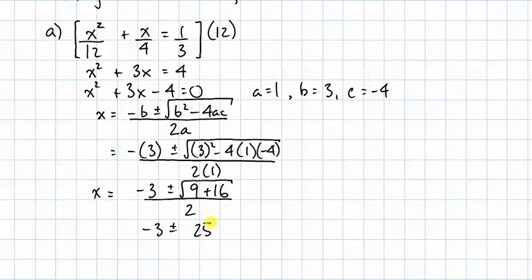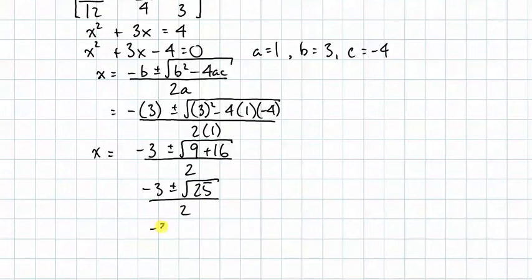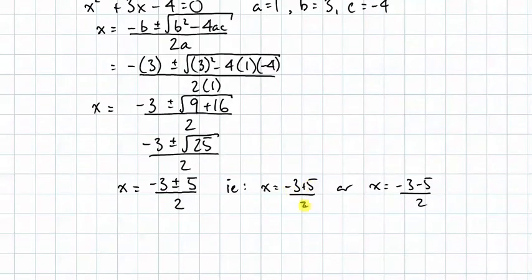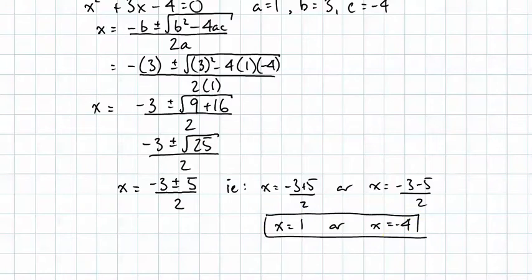So I can write that down. And so the root of 25 is the number 5. So let's simplify that. And there are my answers. These are actually 2 answers. So what this means is x equals negative 3 plus 5 over 2, or x equals negative 3 minus 5 over 2. Negative 3 plus 5 is 2, 2 over 2 is 1, and negative 3 minus 5 is negative 8 over 2, negative 4. These are my 2 roots. So that's the basics of how it works.